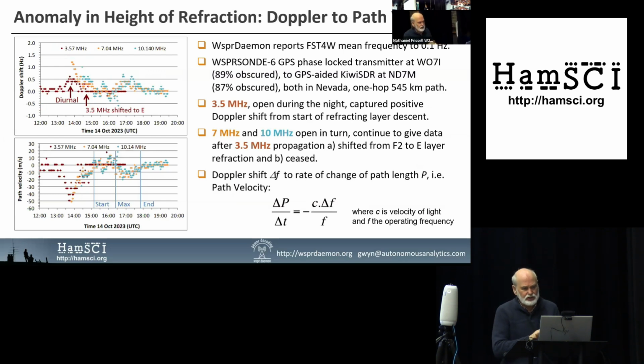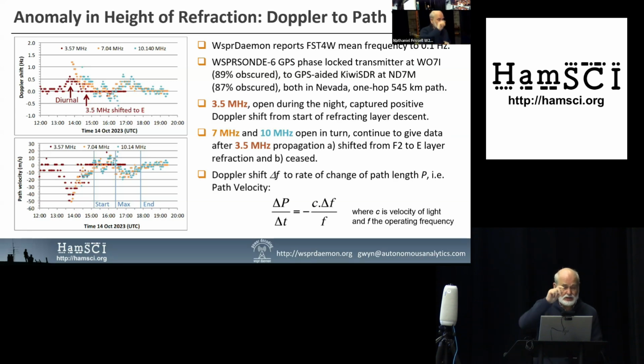So what about anomalies in height of refraction? We've seen Doppler measurements this morning. The WSPR sonde can measure the Doppler shift. On this upper left-hand graph, we have three frequencies, starting with 3.5 megahertz, 7.04 and 10.14, the WSPR bands. Now, 3.5 megahertz on this path was open all night, so we see the diurnal change in Doppler shift, and then the 80-meter signal goes to being refracted by the E layer, which isn't moving. We don't see a Doppler. It becomes a flat line.